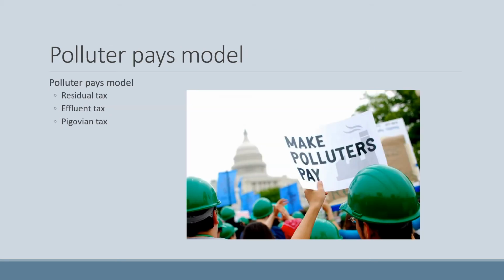We can also have what's called a polluter pay model, and that's where the party that's responsible for producing pollution is responsible for paying for the damage. They can do this through a residual tax, which is the amount of income tax you pay for the year minus any tax credits you may have.